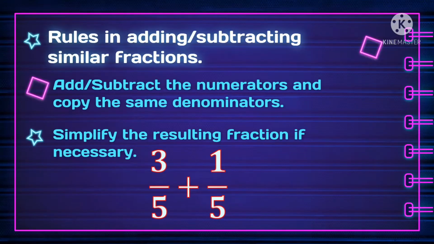We have 3/5 plus 1/5. So, kung nakikita nyo, they are similar fractions. So, ang gagawin lang natin is i-add natin ang numerators. Ang numerator, ito yung upper part ng fraction. So, 3 plus 1, that is 4. Then, we will just copy the same denominators. So, 5 is the denominator, so kokopyahin nyo lang siya. So, we have 4/5. Simplify the resulting fraction if necessary.